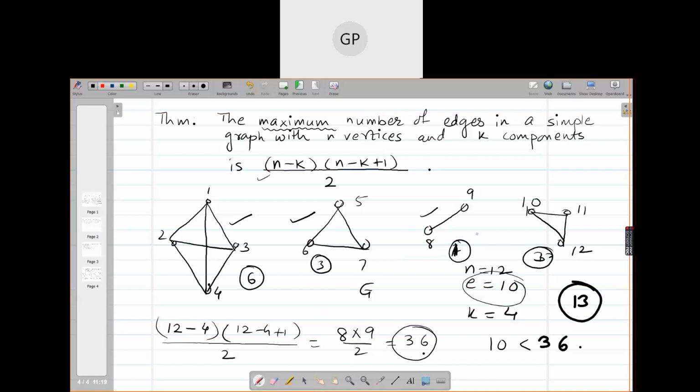But still it follows the theorem, because the theorem says the maximum number of edges in a simple graph with n vertices and k components. This is how I have taken the components. You can have different numbers of vertices in different components. Do you understand my point? Yes, ma'am. Yes. So see, one of the possibilities can be like this.